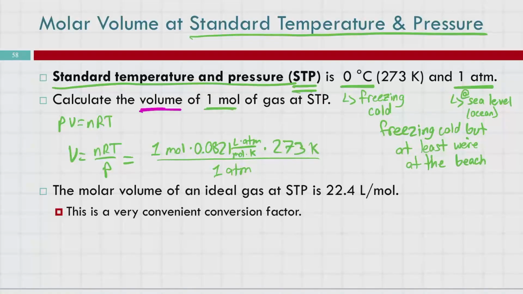So what's really cool about this is that after we cancel out all of our units, we've got a 1 on top and a 1 on bottom, and those don't do anything. And so we're just doing R times our temperature. And we get a value of 22.4 liters. And again, this is the liters per 1 mole. So the molar volume of an ideal gas, a gas that behaves ideally, is 22.4 liters per mole at STP.